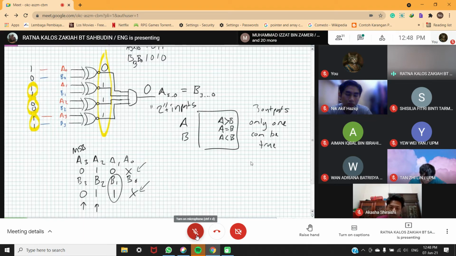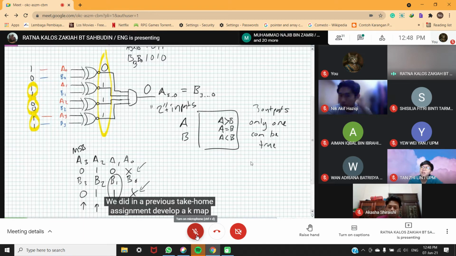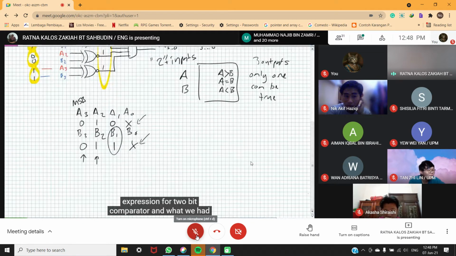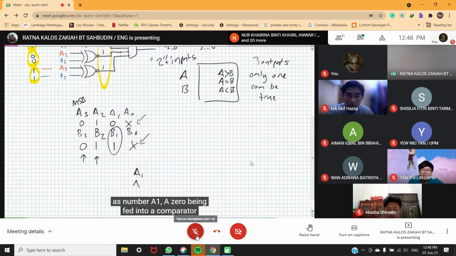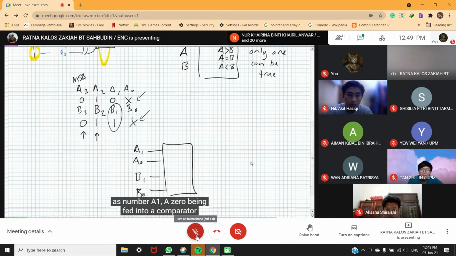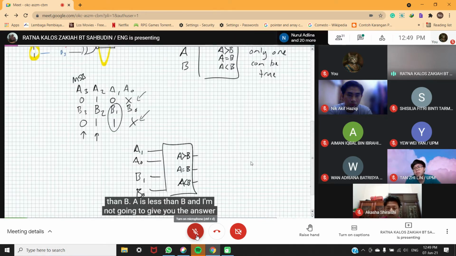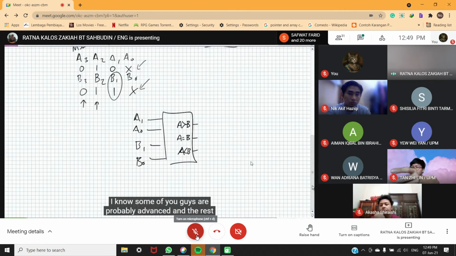Brief divergence, though. We did, in a previous take-home assignment, develop the K-map expression for a 2-bit comparator. We had numbers A1, A0 being fed into a comparator, and we developed the expressions for it: A equals B, A is greater than B, A is less than B. I'm not going to give you the answer because, again, it's a take-home assignment. I know some of you are probably advanced in the lecture to see what's going on, but it's super easy to set up. I'm just going to show you the setup for this.